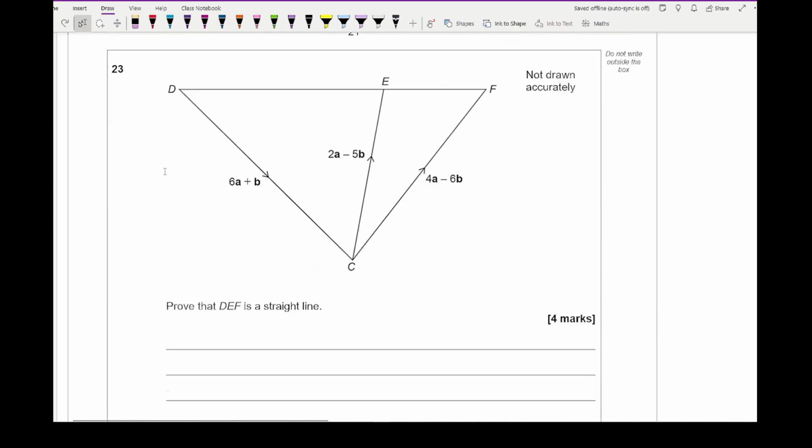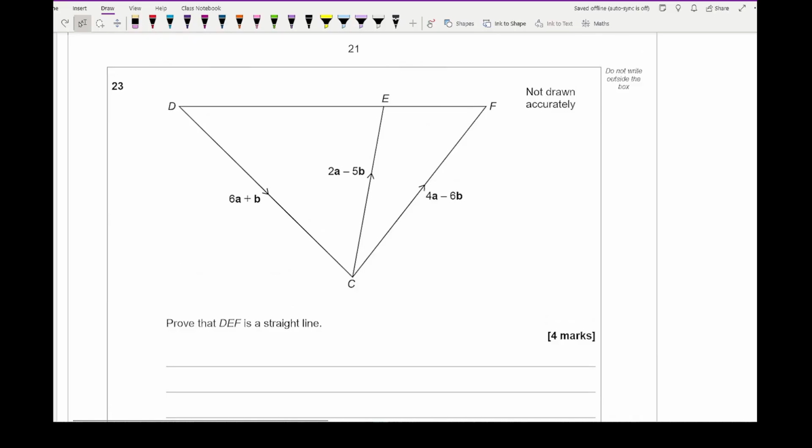Moving on to question 23, it says prove DEF is a straight line. Now to prove it's a straight line, what we need to do is show that DE is a factor or multiple of EF. So first, I need to work out what DE is.